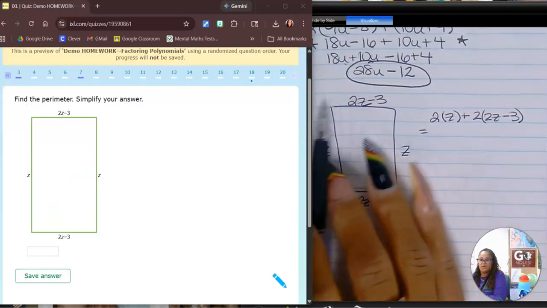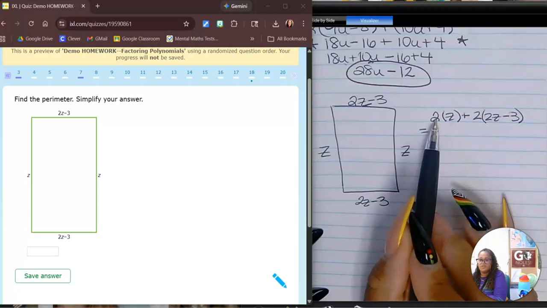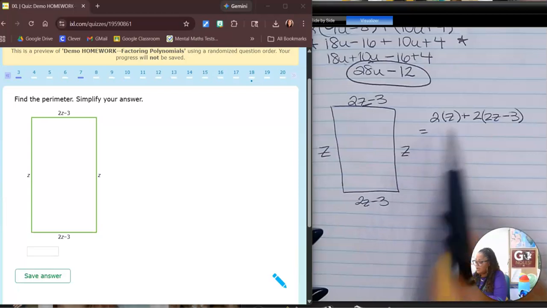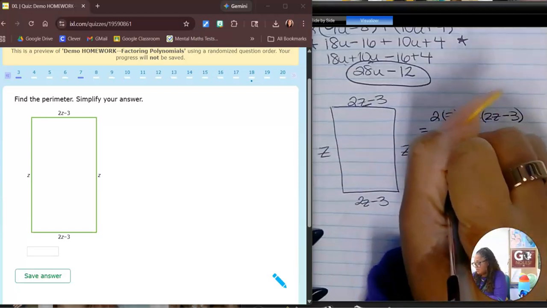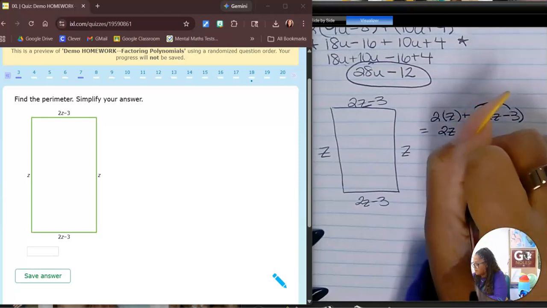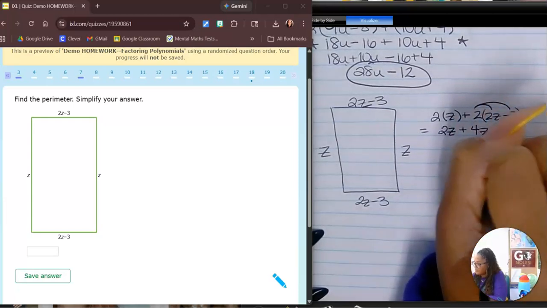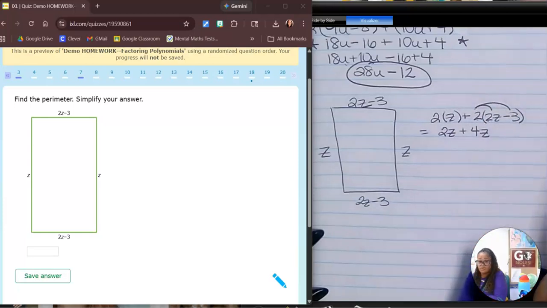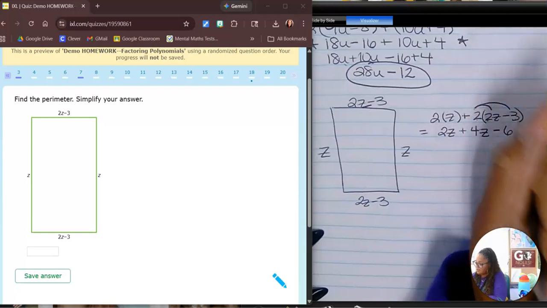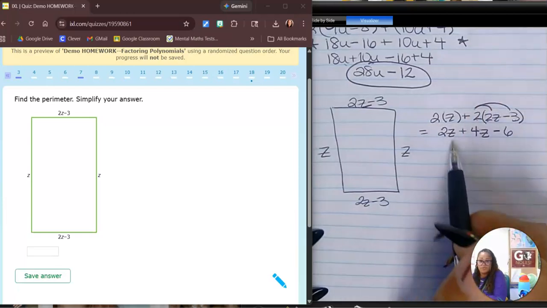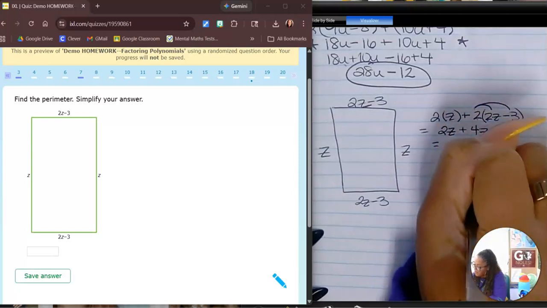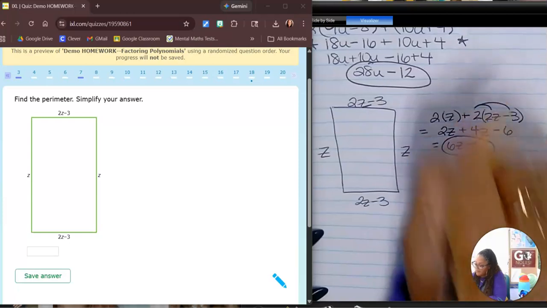Okay, last one. I've got two sides that are z, so that's 2 times z. And I've got two sides that measure 2z minus 3. So I'm going to multiply 2 times z, which is just 2z. Then I'm going to distribute here and put plus 4z, because 2 times 2z is 4z. And then minus 6, because 2 times 3 is 6. So put your z's together. This is 6z minus 6. And that's it.